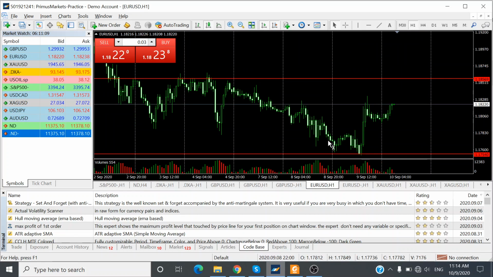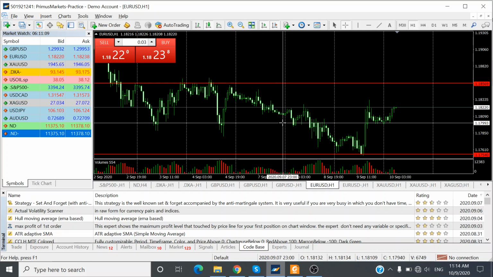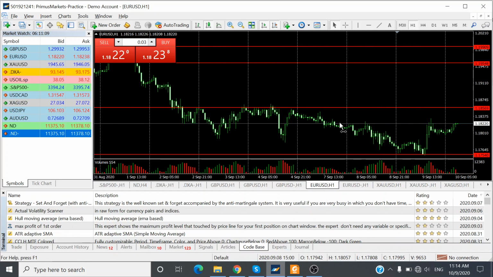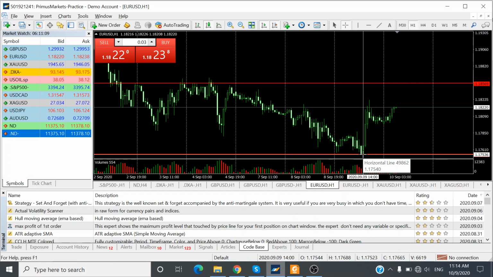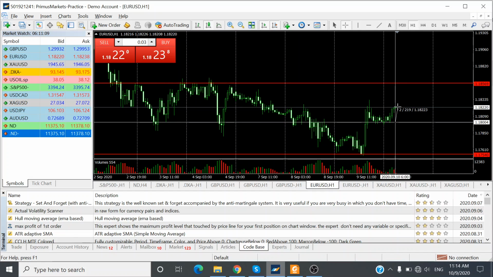Euro dollar wise, yesterday we do see the euro dollar finding support at about 1.1753 levels, and then at about 7 p.m. local Singapore and Malaysia time, it goes up from 1.1753 all the way until 1.1831, moving up 78 pips. And this morning it is still on a slightly bullish run, going up about 21 pips.